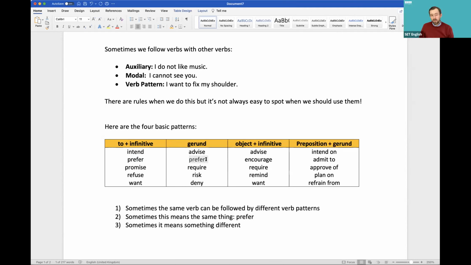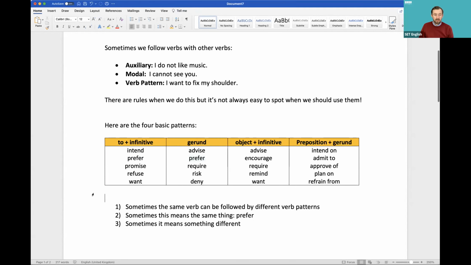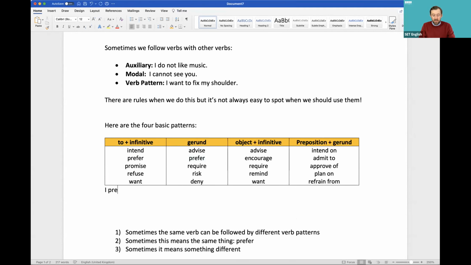If it was the gerund, it would be at the weekend, I prefer, right there, guys. I prefer staying in bed. Okay, so here, I prefer to stay in bed. And there it would be, I prefer staying in bed. So one of them is followed by the infinitive with to, and one of them is followed by the gerund.